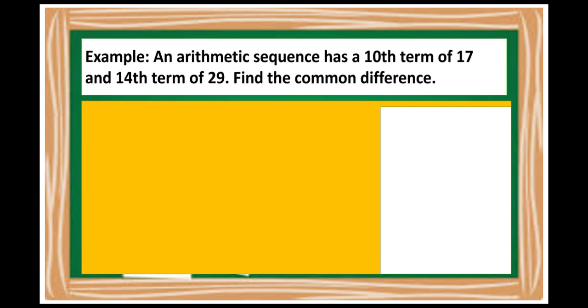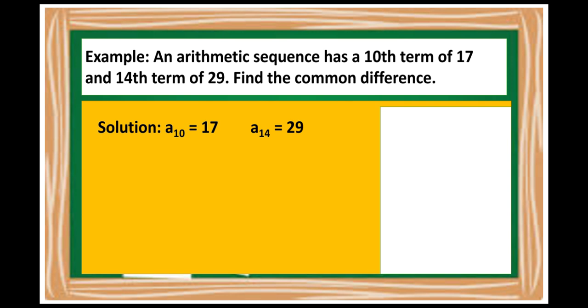Alright, so let's proceed to the next example. A sequence has a 10th term of 17, and the 14th term is 29. Find the common difference. So, listing down the information we have gathered, it says that a sub 10 is equal to 17 and a sub 14 is equal to 29.